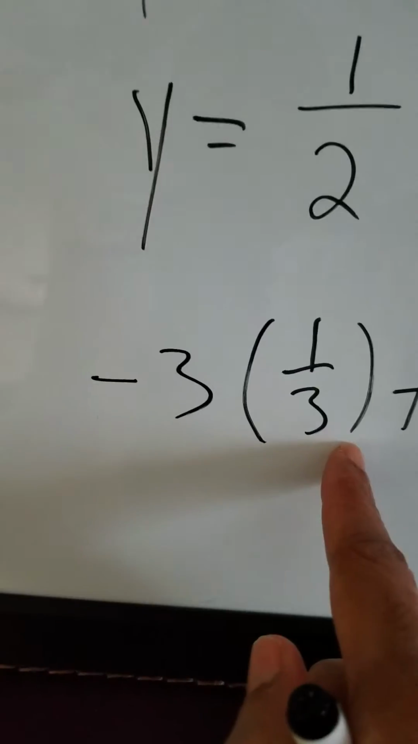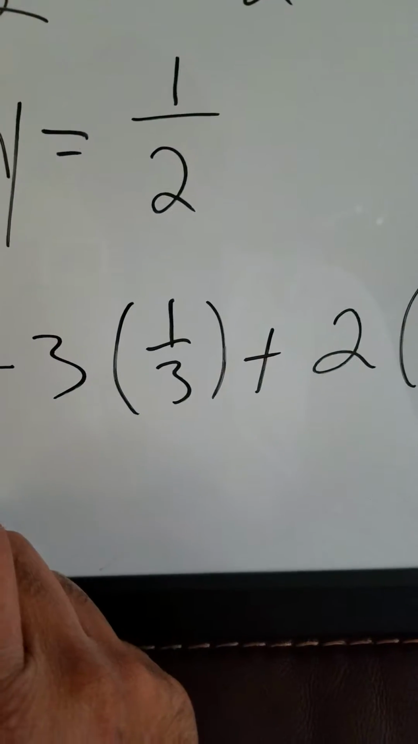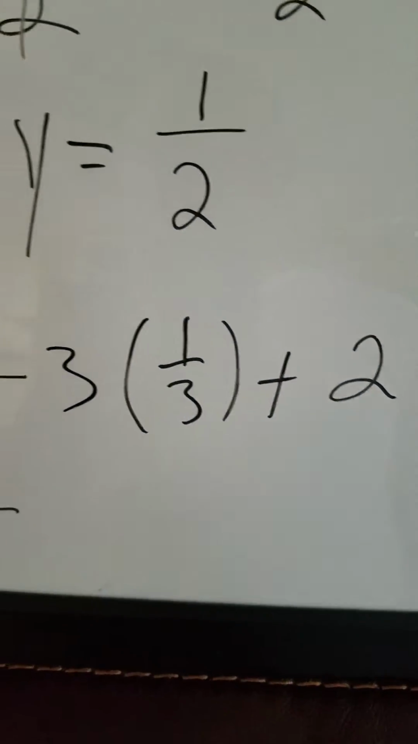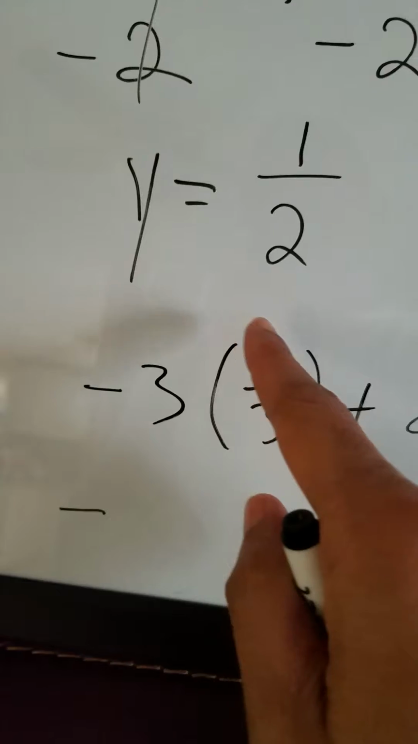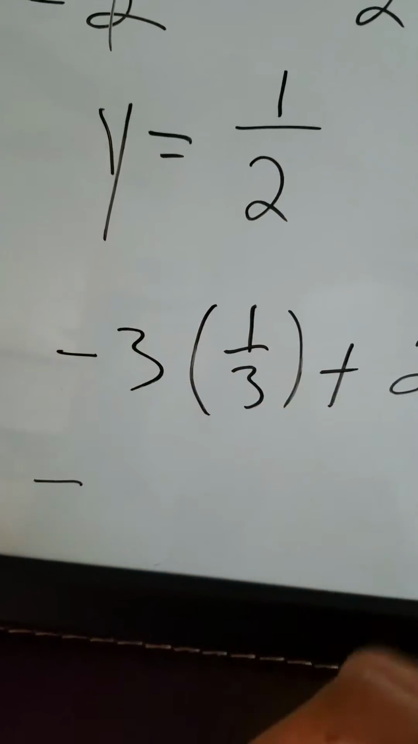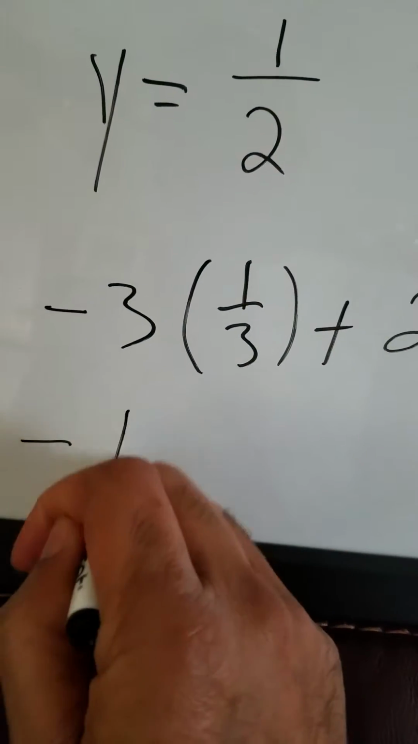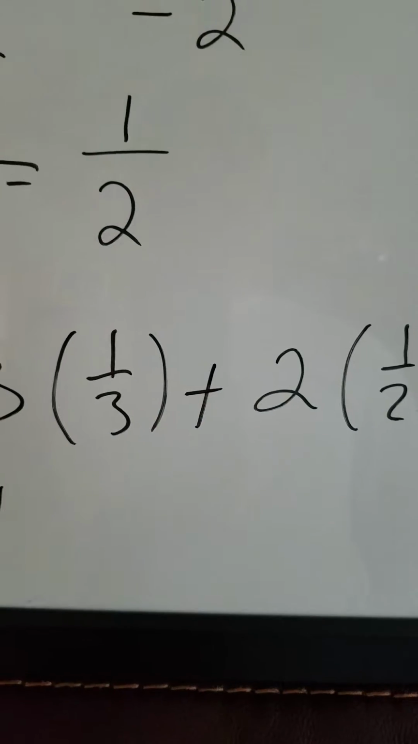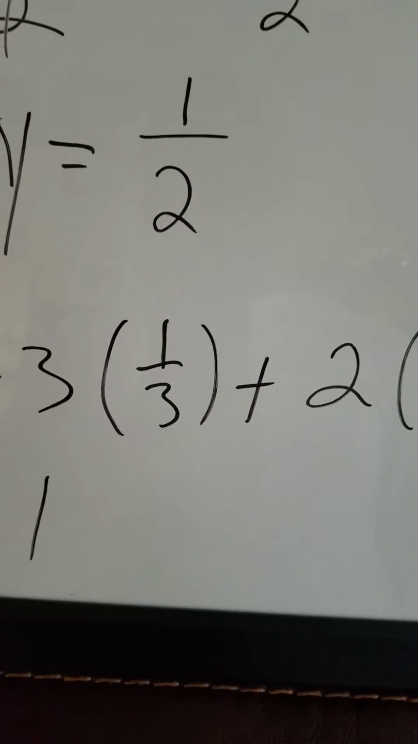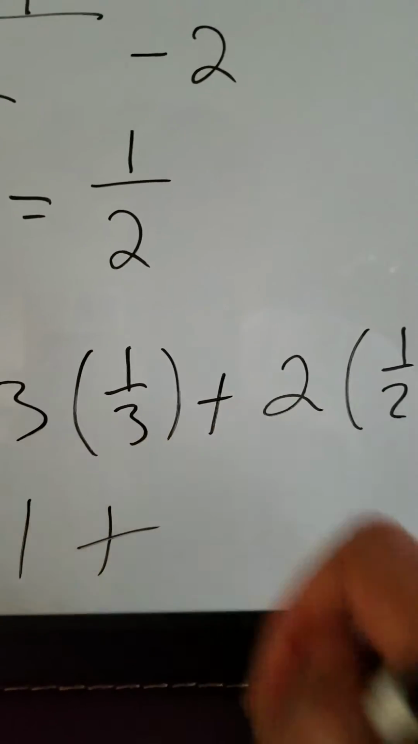Negative times a positive, I know that my answer will be negative, so I put my negative sign for now. Negative 3 times negative 1/3, that will give us a negative 1. So that's negative 3 times positive 1/3. We put our plus sign back.